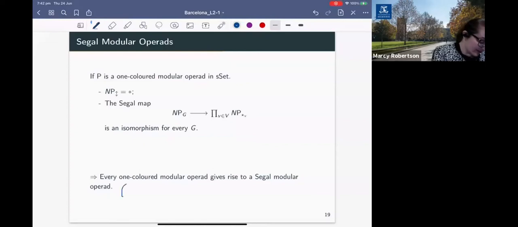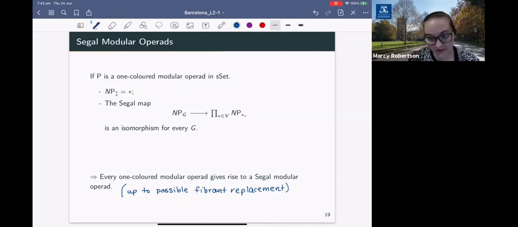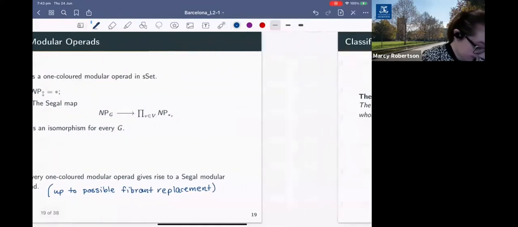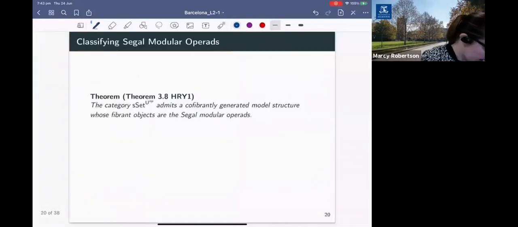And I'm going to put, though, sort of up to possible fibrant replacement. I didn't say anything about that. So you might have to be a little bit careful about some fibrancy conditions, but you can always transfer your favorite modular operad over. And we have a classification of these objects as the fibrant objects in a model structure.